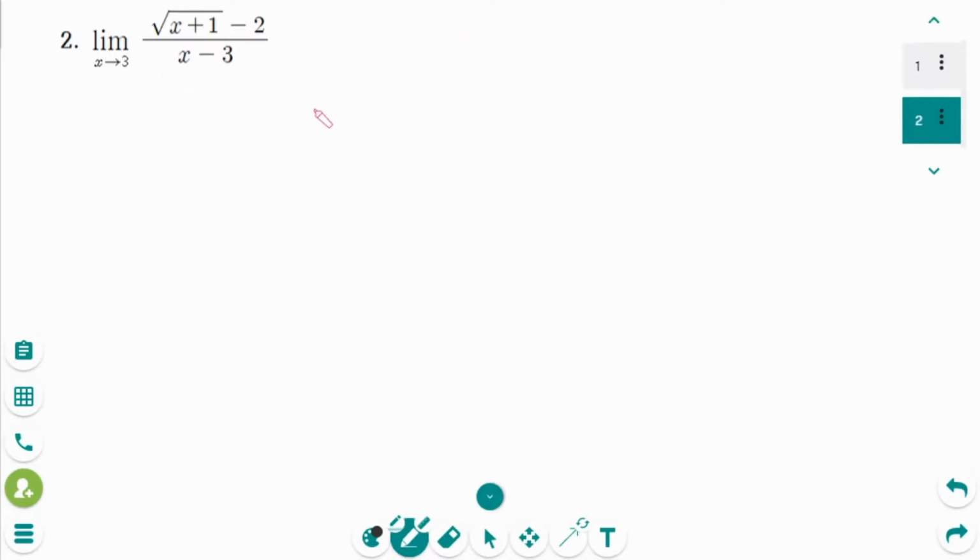This is the next question. It is in the 0/0 form when x approaches 3. Like question 1, we need to multiply the conjugate of the numerator, which is square root of x plus 1 plus 2, to the numerator and the denominator.